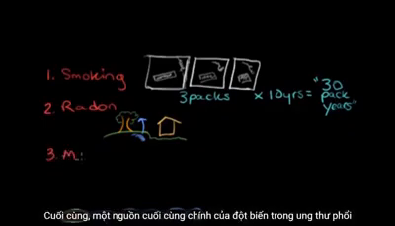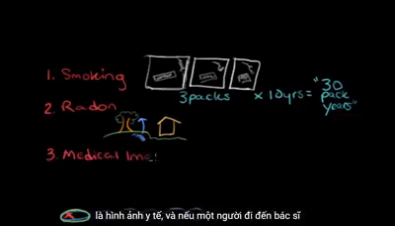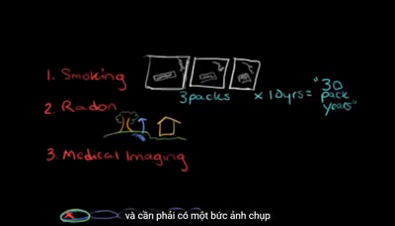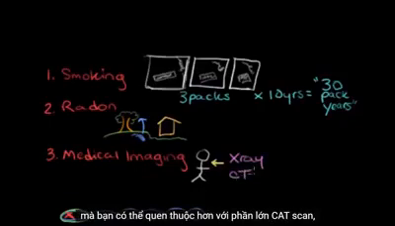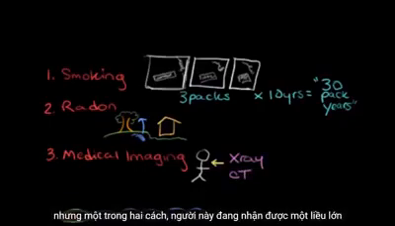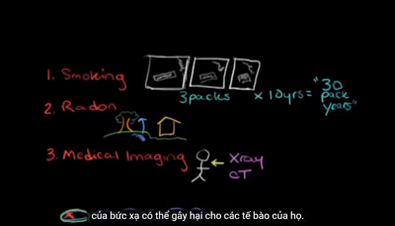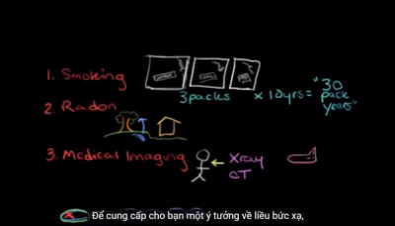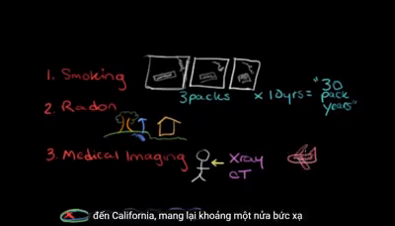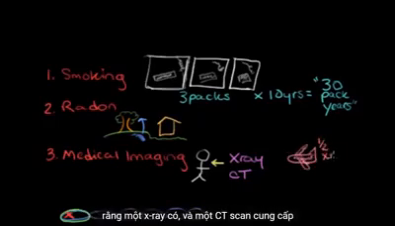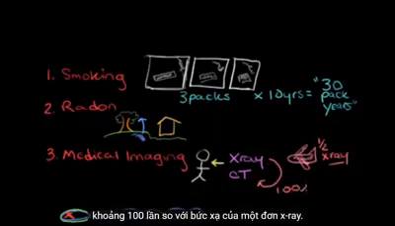And finally, a main last source of mutation in lung cancer is medical imaging. And if a person goes to the doctor and needs to have a picture taken of the inside of their chest, it might be taken with the use of radiation in the form of an X-ray or a computed tomography scan, which you may be more familiar with as a CAT scan. But either way, this person is receiving a large dose of radiation that can be harmful to their cells. And to give you an idea of the radiation dose, if you were to take a plane ride from New York to California, that delivers about half the radiation that an X-ray does. And a CT scan delivers about 100 times the radiation of a single X-ray.